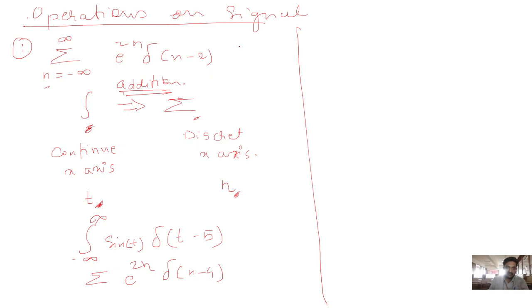Now what we have to do is solve this. Can anyone tell me what is del of n? Del of n is an impulse at n equal to 0, right? What is del of n minus 2? Can anyone tell me? What is del of n minus 2?